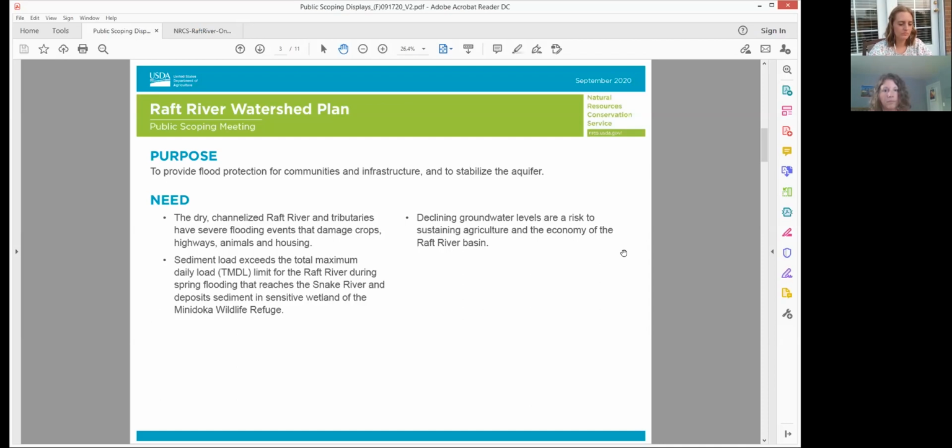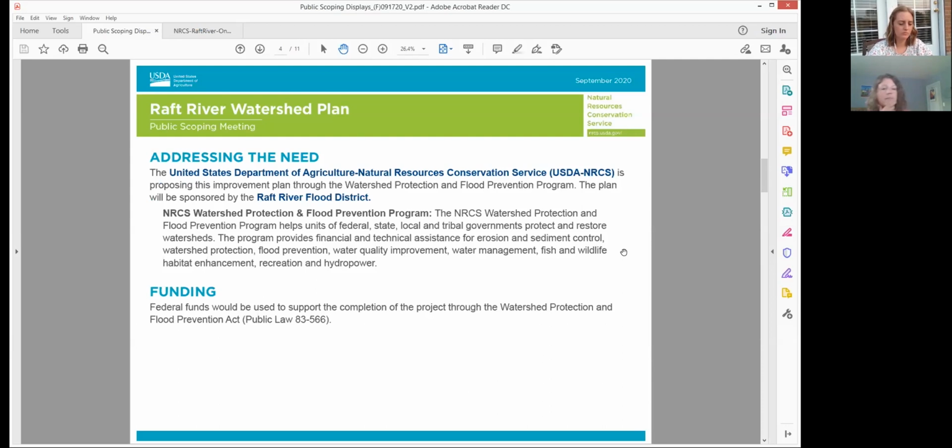The need for this is demonstrated by different actions that have occurred within the Raft River Basin, including flood events. There's a high sediment load within the Raft River and its tributaries that are damaging resources downstream in Lake Walcott, Minidoka Wildlife Refuge, and the Snake River. And most significantly to the farmers in the community and area, groundwater levels are a risk to sustaining agriculture. Next slide, please.